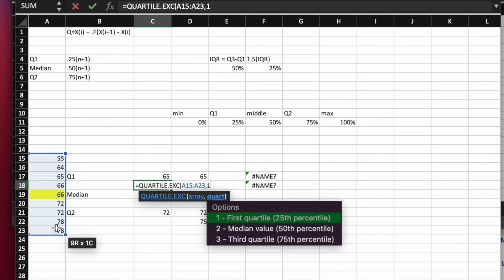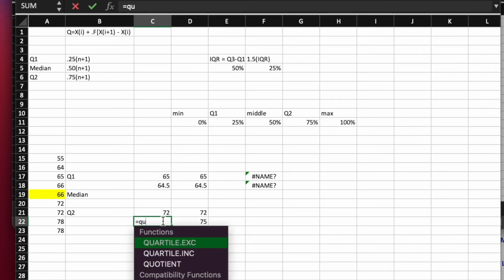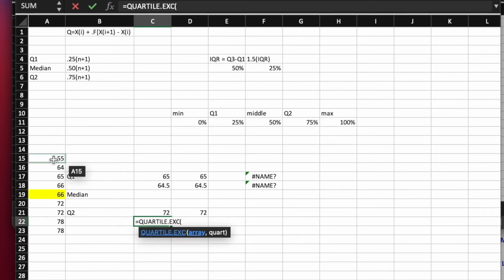Now, he wants you to do it for the 5-number summary, so you're just going to have to do it. So let's see what happens. Boom, you get 64.5, right? And if you follow his equation, you will also get 64.5. Now we'll do quartile exclude for the 3rd quartile.